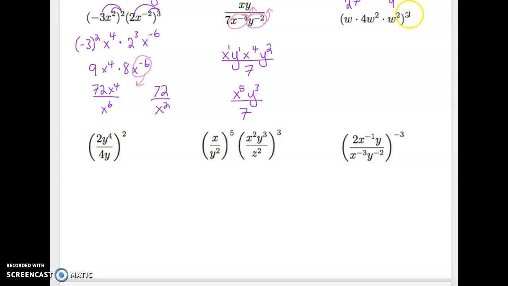All right, up here I see that I have this cube that's applying to every piece in here. Because I only have multiplication occurring, I don't have addition or subtraction, I'm going to go ahead and distribute that cube.